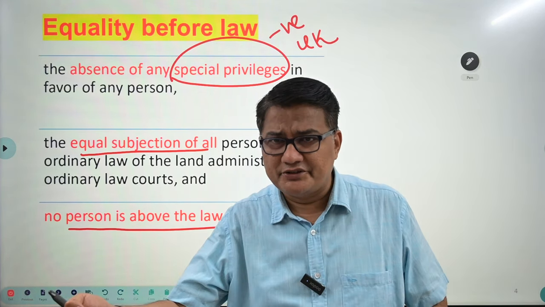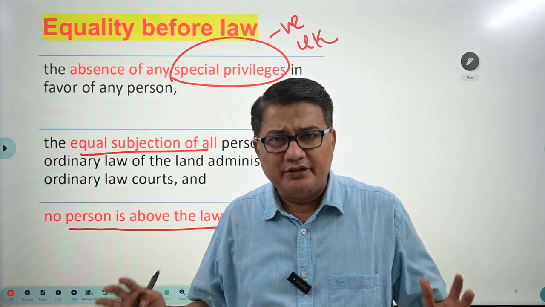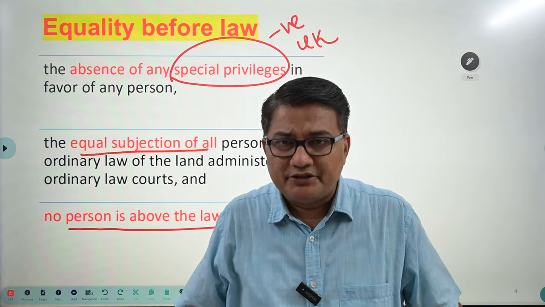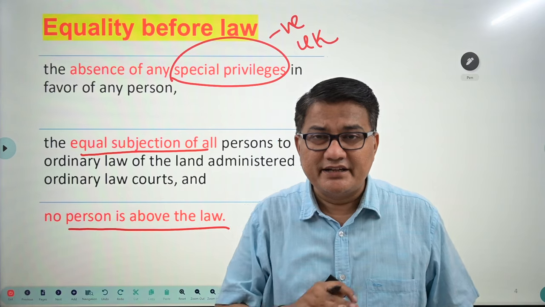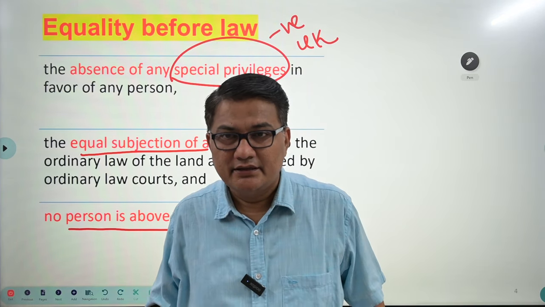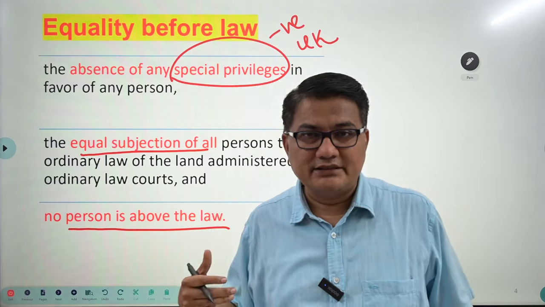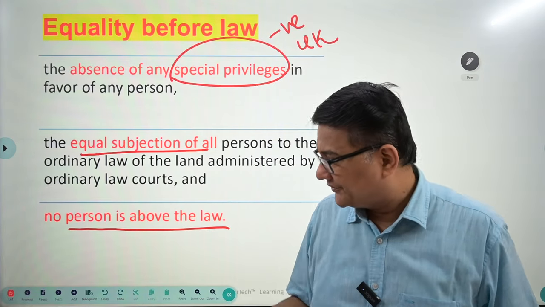Whether it is a government official or a non-government official, they are going to be treated equally. There will be an absence of special privileges, which means the state cannot discriminate and cannot do any favors. That is the way it is normally said, in a negative connotation.